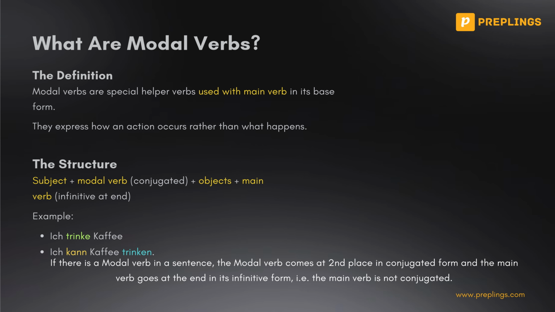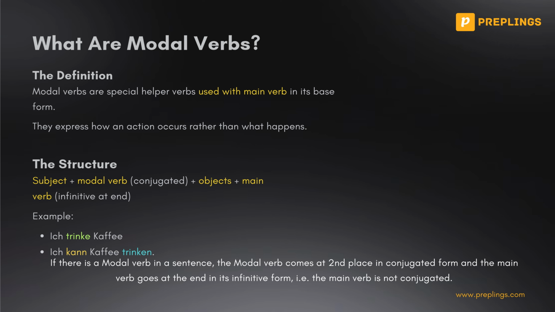What are modal verbs in German? Modal verbs are special helper verbs. They are used along with a main verb in its base form or infinitive form. They express how an action occurs rather than what happens. Do you remember the basic sentence structure? Subject plus main verb plus object? When a modal verb is used in a sentence, it takes the position of the main verb. So what happens to the main verb? It goes at the end of the sentence in its base form.